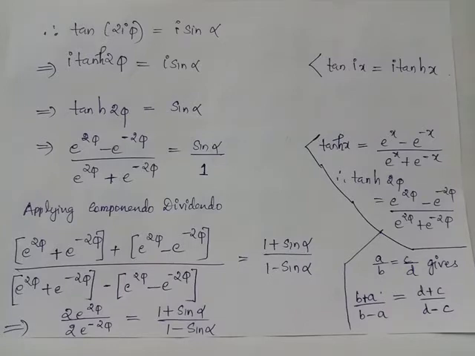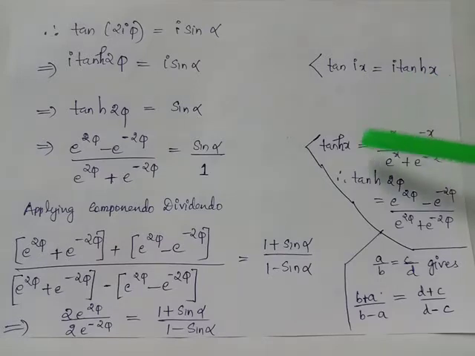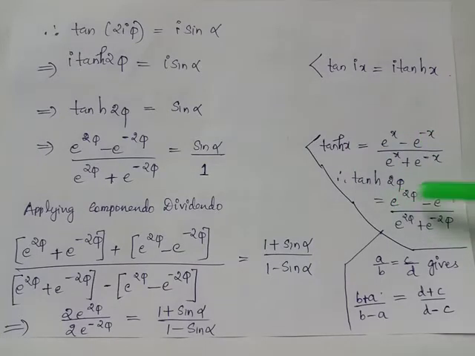Now, we have i getting cancelled from both LHS and RHS. Now, tanh 2φ can be written as (e^(2φ) − e^(−2φ)) / (e^(2φ) + e^(−2φ)), because we have tanh x equals (e^x − e^(−x)) / (e^x + e^(−x)). If you give x equals 2φ here and here, you will get the equivalent expression for tanh 2φ. Thus, we have this equation, and we can write the RHS sin α as sin α by 1.